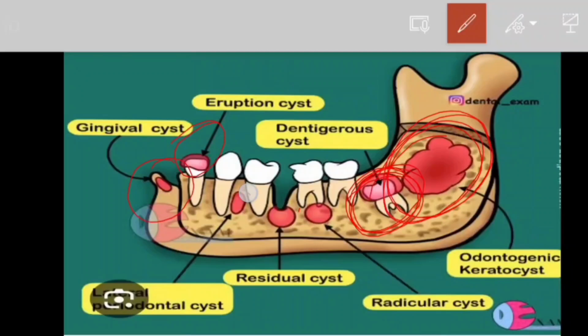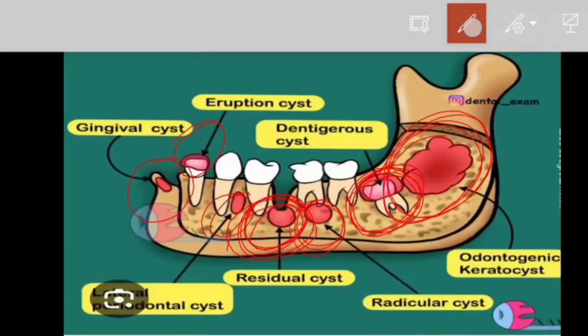Here we can see lateral periodontal cyst. Now look at the lesion which is remaining in the bone after the associated tooth has been removed. So this is the residual cyst. And finally, look around the root of a tooth. This is the radicular cyst.